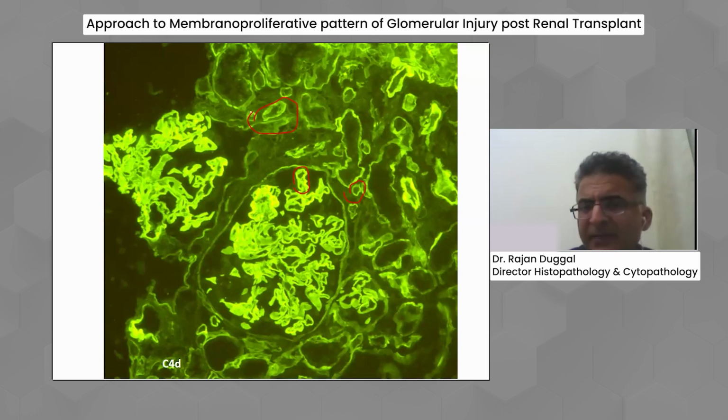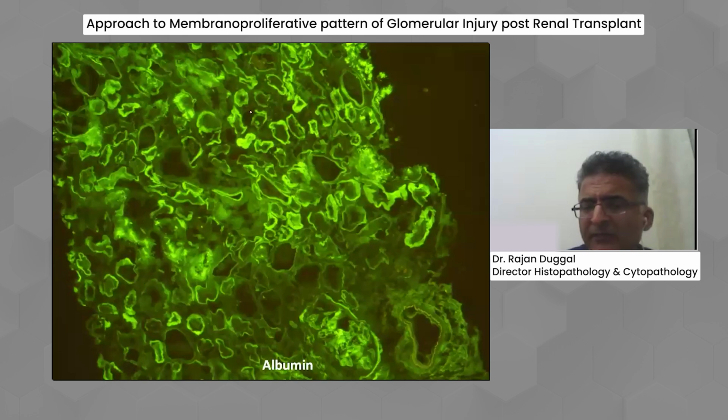The other thing is, we did albumin staining also because if you go through the history, it is mentioned that this patient has long-standing diabetes, uncontrolled diabetes. So albumin staining is also there. And I showed you that there is some mesangial expansion. So there is a possibility that there could be a coexistent diabetic component also. But diabetic component will not explain the non-uniform thickening and duplication.